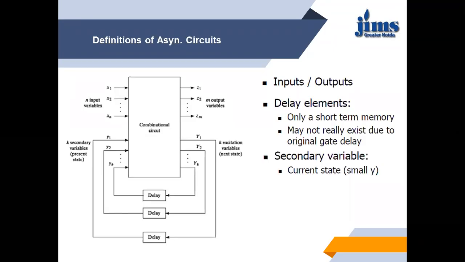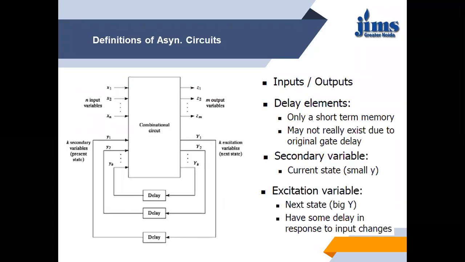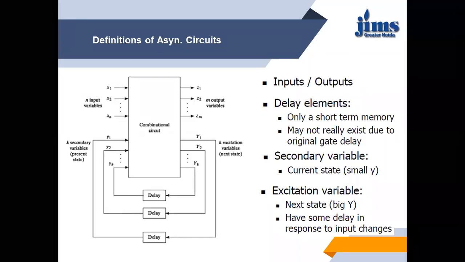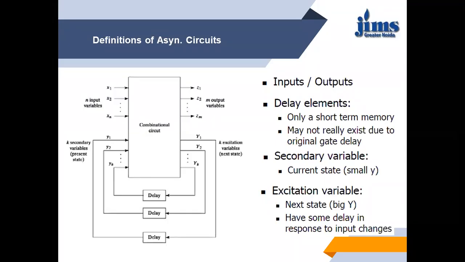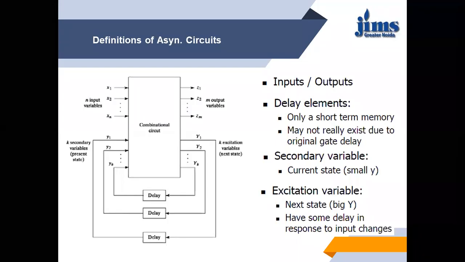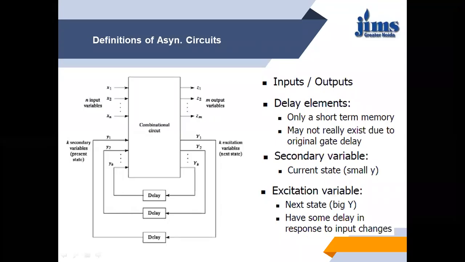We have secondary variables, that is the current state, denoted by small y. We have excitation variables, that is the next state, capital Y, with some delay in response to an input change. So far we have not discussed the delay in the combinational logic, but each and every gate has some specific delay. That's why whenever the present state or the input changes, there will be a change in the output and the excitation variable, or the next state, but this will be after some delay, and this delay is due to the gate delay.